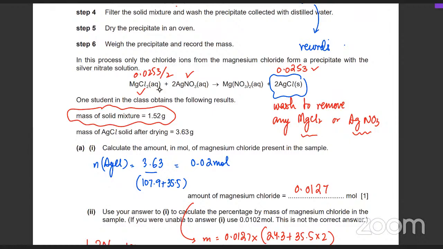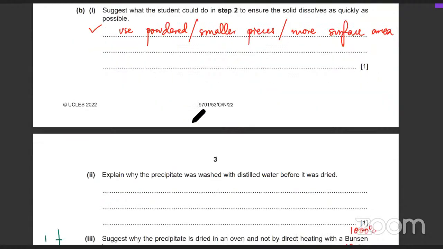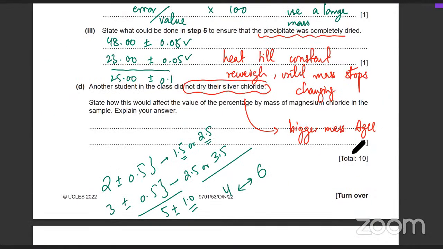Yes, sir. The error will be that water has not been removed, so the mass of AgCl that he's calculating incorrectly is going to be a bigger value because it will contain water as well. More moles, then more moles of MgCl2, a bigger mass of MgCl2, and he'll get a higher percentage composition. So the answer to this part is bigger mass of AgCl, so more moles of MgCl2 will be calculated.